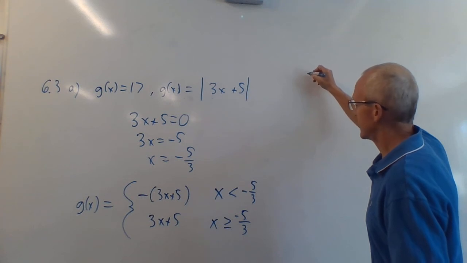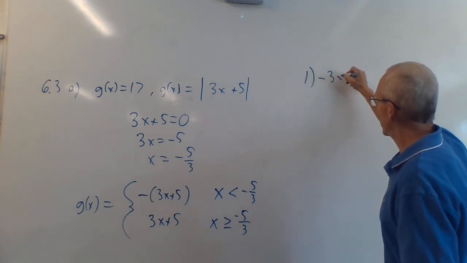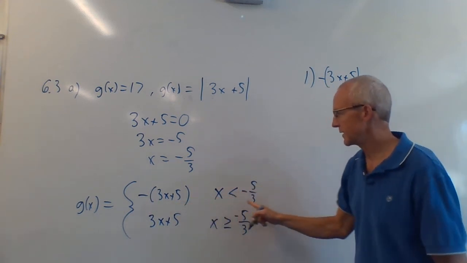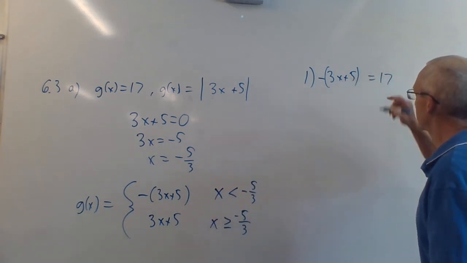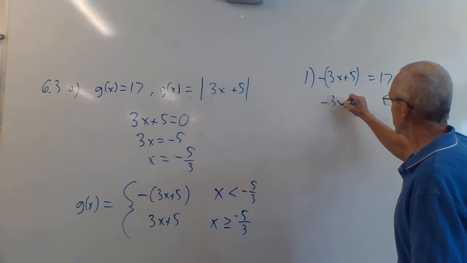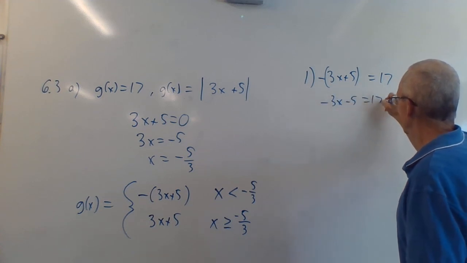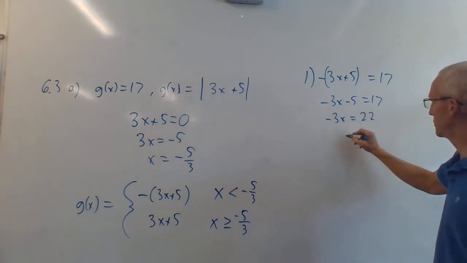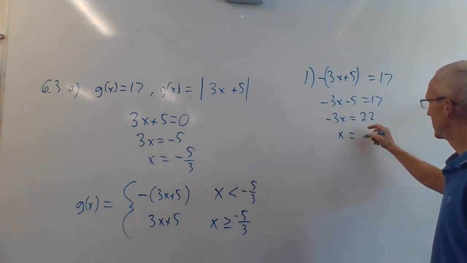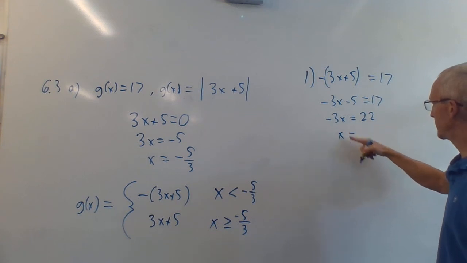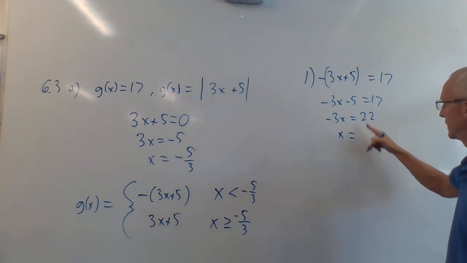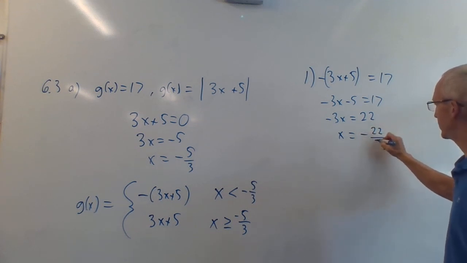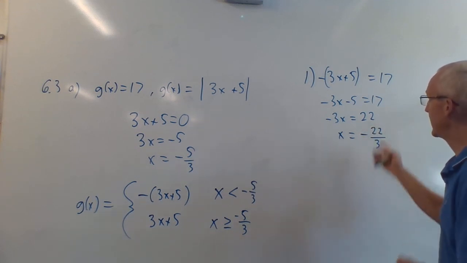So when does negative of 3x plus 5, right, when does that equal 17? Well, let's see, that's negative 3x minus 5 equals 17. Negative 3x equals, add 5 to both sides, 22. x is equal to 22 divided by, that's ugly. I did that right? So negative 22 divided by 3. Okay, that makes this work.